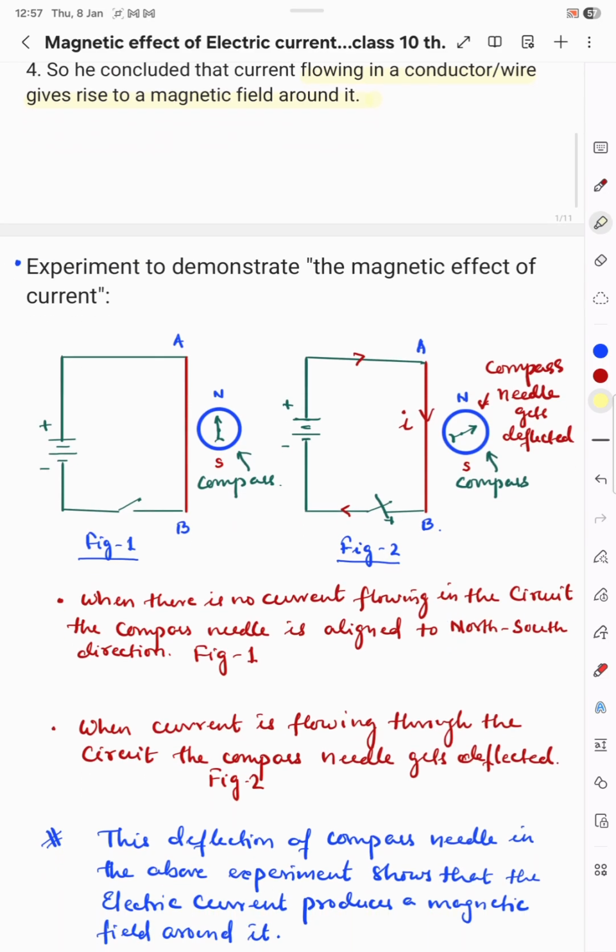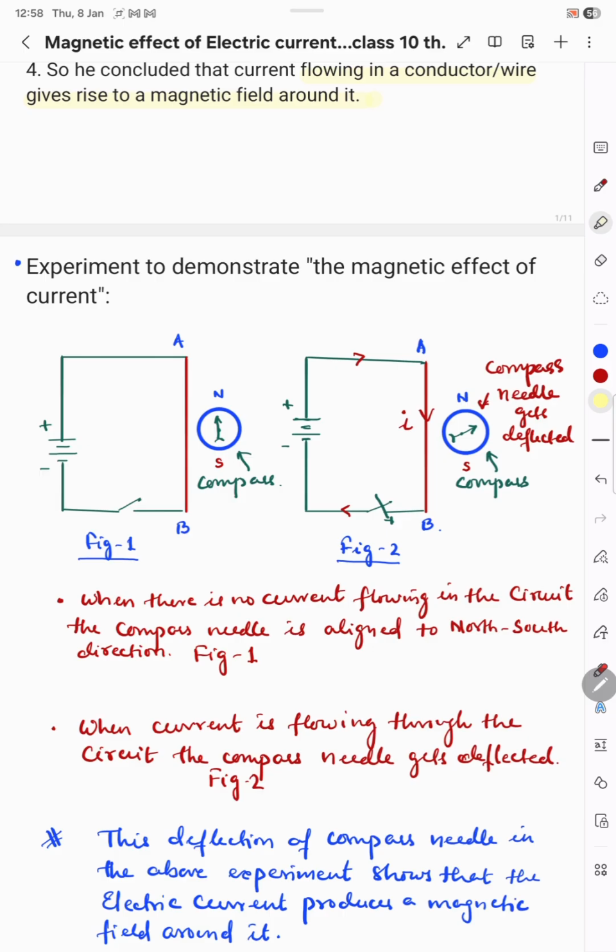Okay, so we can see this circuit diagram here. This is basically to demonstrate the magnetic effect of a current. Now see in figure 1, we have a copper conductor connected to a battery, and the switch is off, and we have kept a compass near the copper wire. As soon as we put on the switch, the current starts flowing in the circuit. When the current flows through this copper wire, we see there is a deflection in the compass needle.